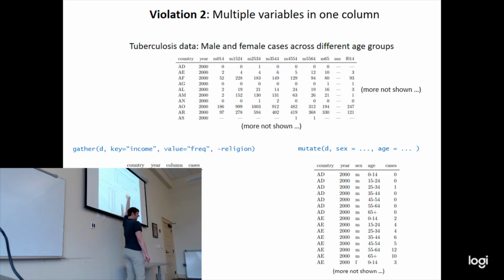I've got the text wrong up there. I'll fix these blue text things. This is supposed to be separate. But basically, once we separate that column into sex and age, we've got a data set that makes a lot more sense.